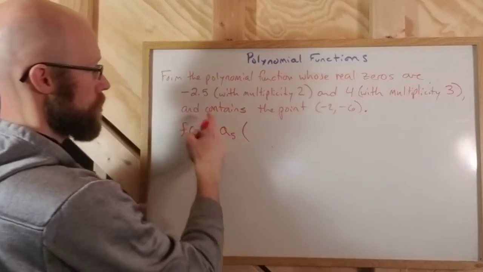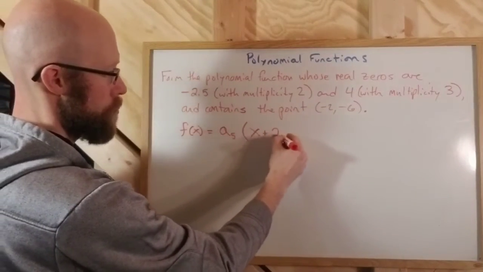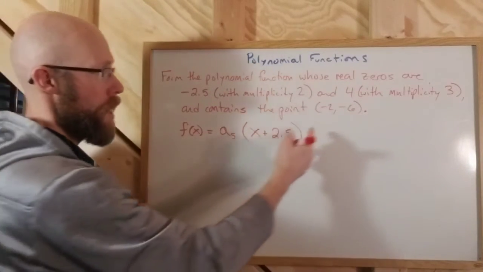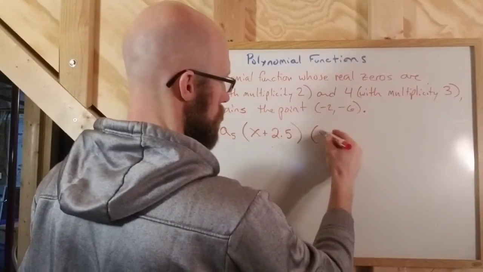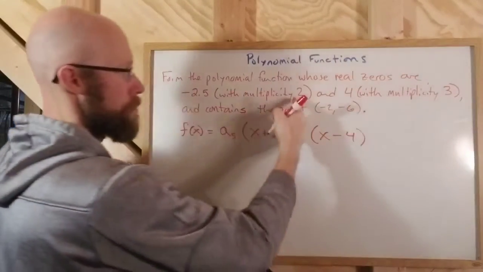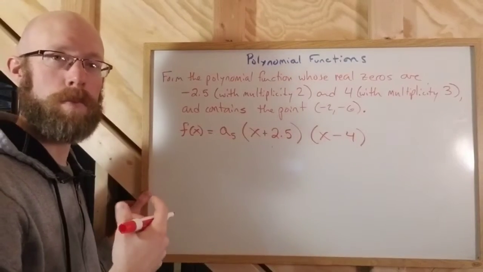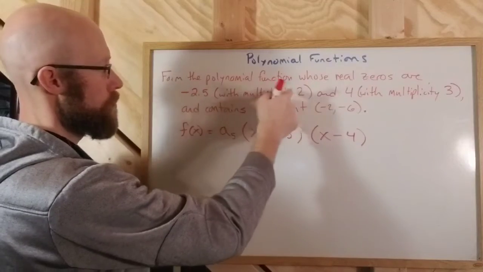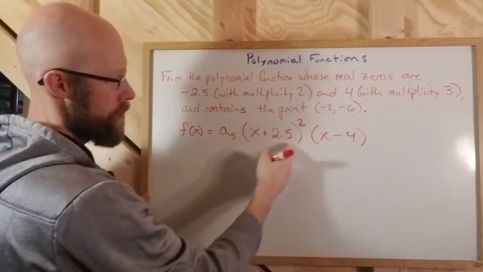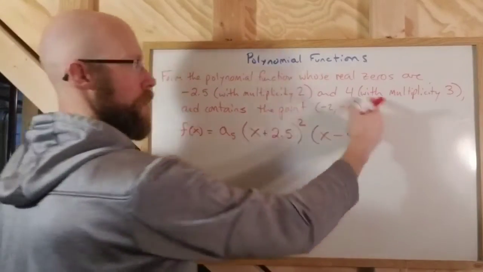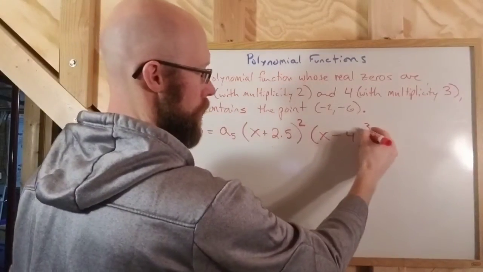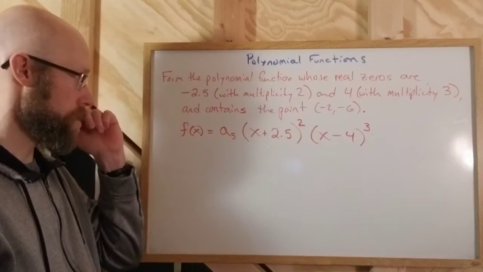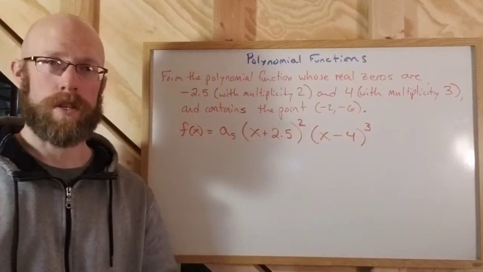Then my factors are going to be x plus 2.5, because we always change the sign from the zero, and then x minus 4. Now the multiplicities are important. Again, those are going to be the powers on each of these factors. So the negative 2.5 has a multiplicity of 2, so its factor gets a power of 2. 4 has a multiplicity of 3, so its factor gets a power of 3.